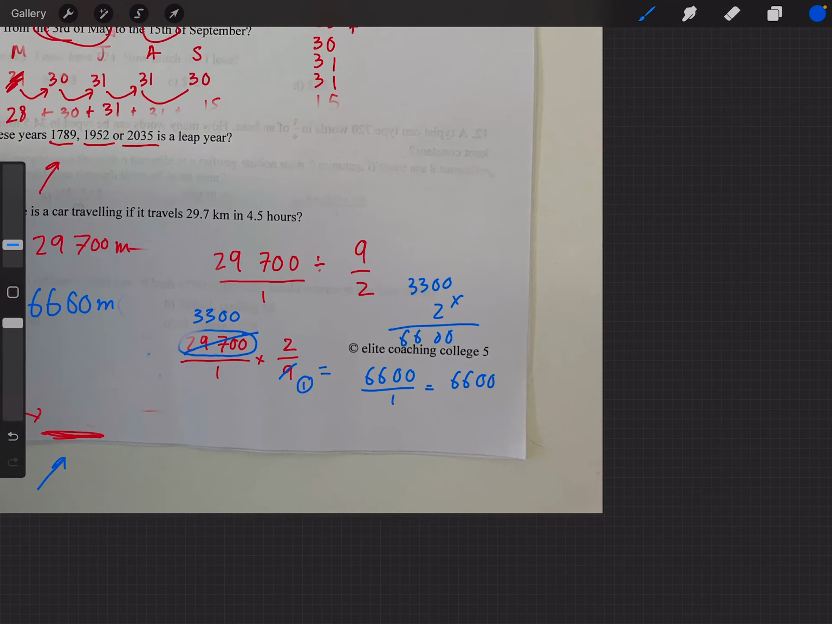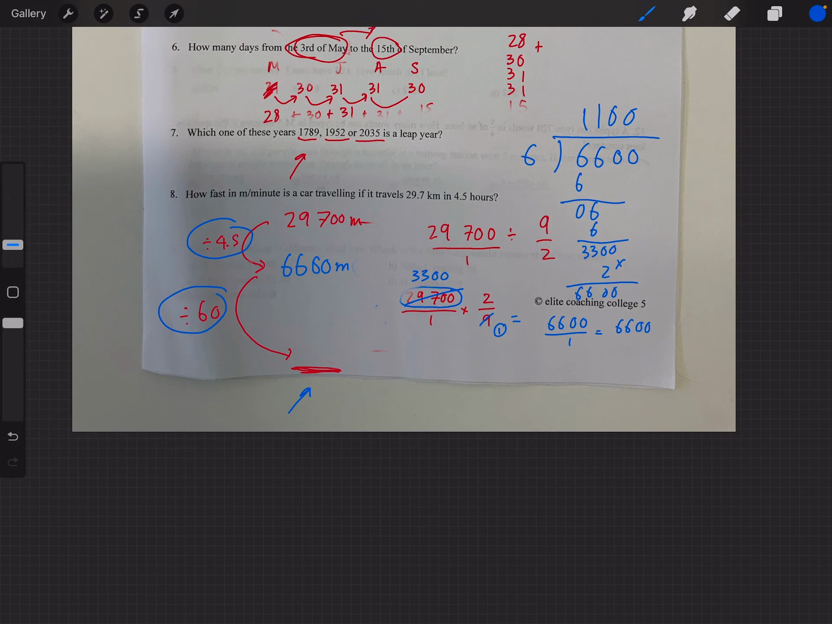So take 6600 divided by 6, and you're going to get 1. That's a 6, so that's 0. Bring the 6 down, get a 1. That's another 6, and then 0, 0. So you're going to get the answer as 1100 meters. Oh, hold on, 60. Let me do that again. Hold on, I made a mistake.